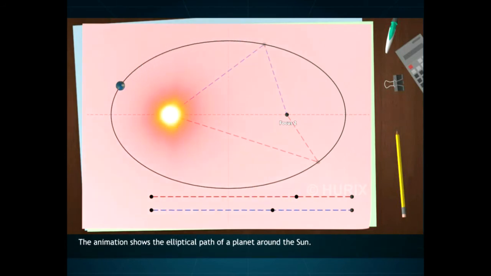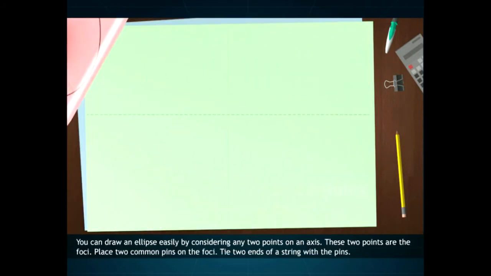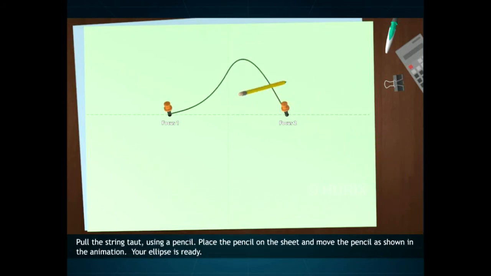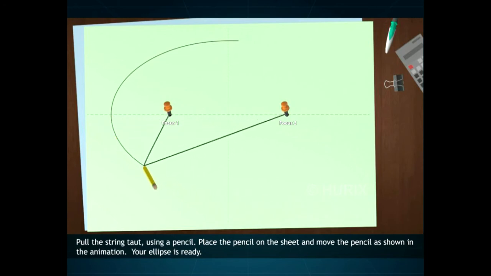The animation shows the elliptical path of a planet around the Sun. You can draw an ellipse easily by considering any 2 points on an axis. These 2 points are the foci. Place 2 common pins on the foci. Tie 2 ends of a string on the pins. Pull the string taut using a pencil. Place the pencil on the sheet and move the pencil as shown in the animation.